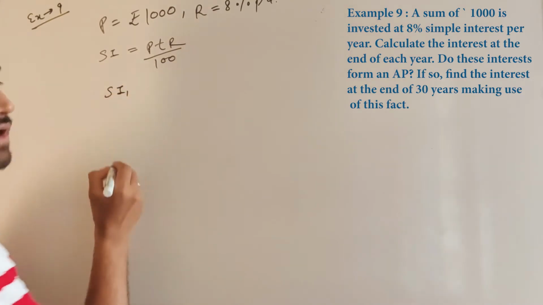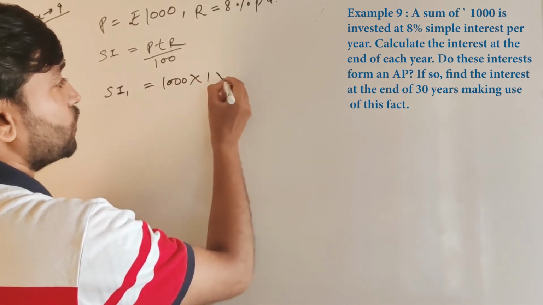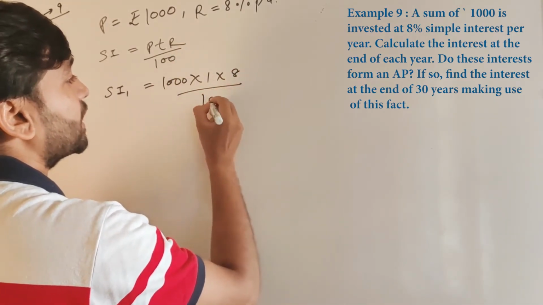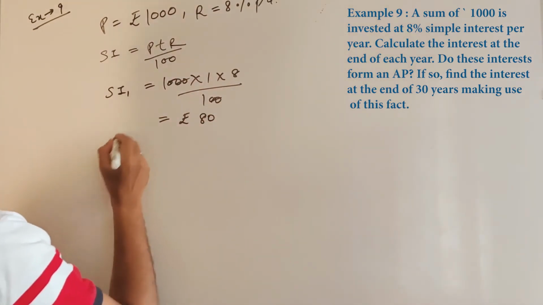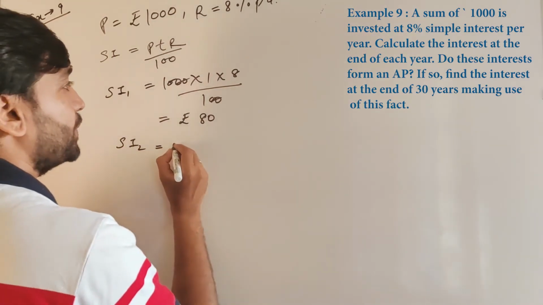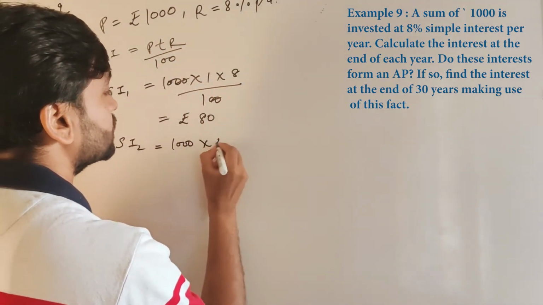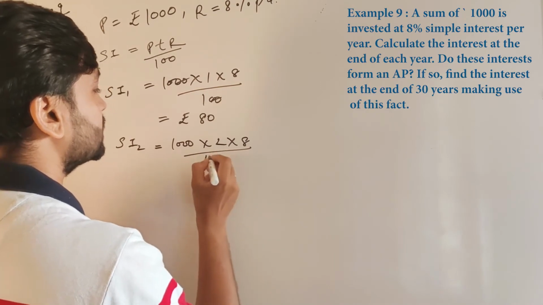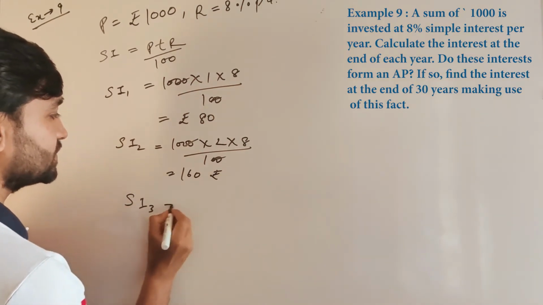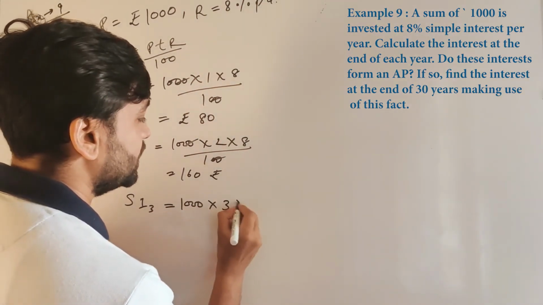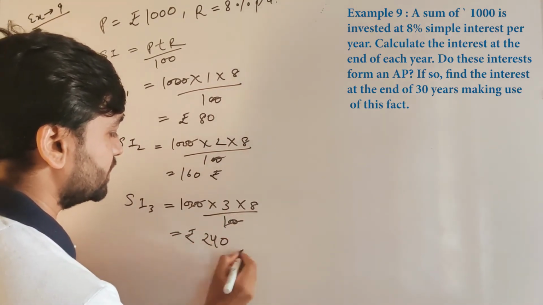So I'll write SI1 as principal is 1000, time is 1 year, rate of interest is 8 by 100. We simplify, we get 80 rupees. Okay, simple interest 2 is PTR by 100 as well, but here time value will be 2 years. So 1000 into 2 into 8 by 100. So 2 zeros cancel, we get 160 rupees. Likewise, simple interest 3 is 1000 into 3 years into 8 by 100. 2 zeros cancel, we get rupees 240.